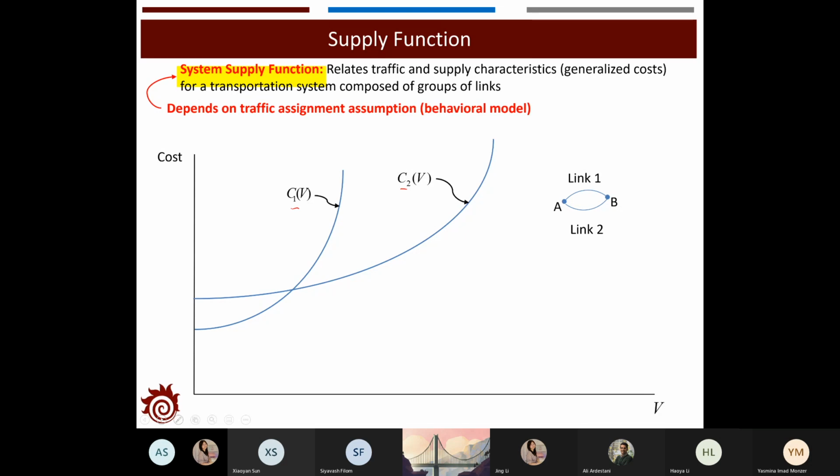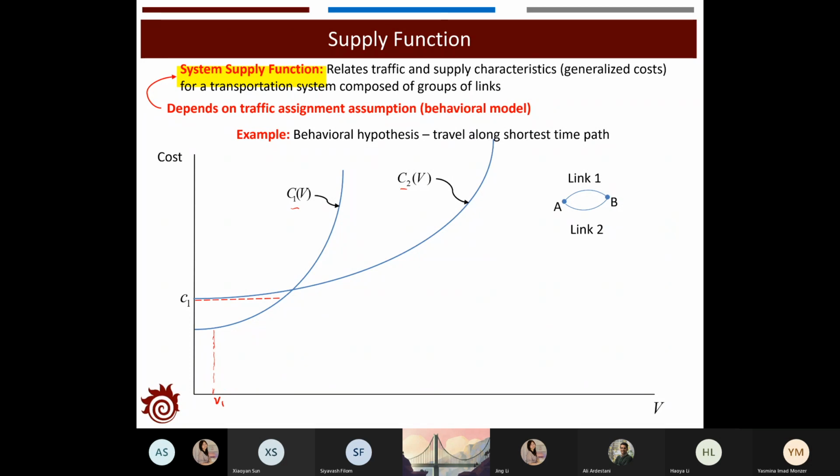And then for this case, we will need to see how to form the combined cost function of links 1 and 2. First of all, let me start with one simple case, where the volume is very low. Say the volume is V1.